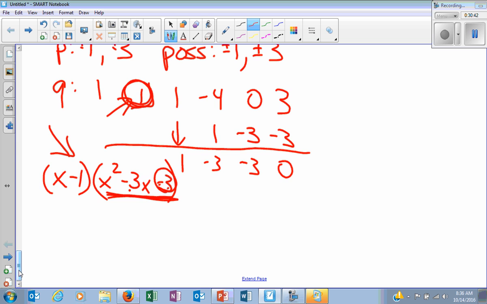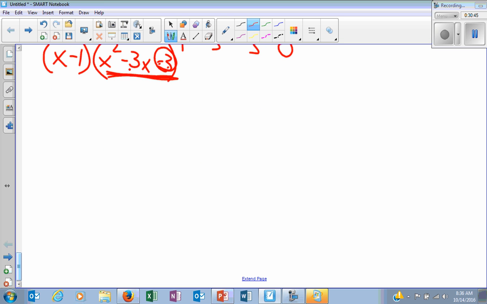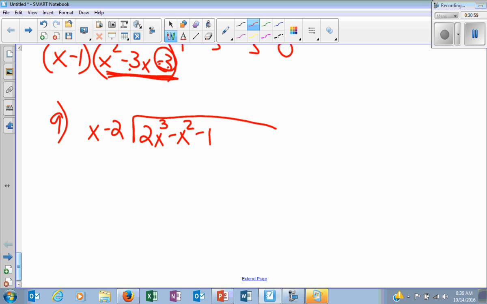Okay, use long division. Number 9, use long division. X minus 2, how does that go into 2x cubed minus x squared minus 13x minus 6? Okay, I need this right here to become this. So I need 2x squared. This times this becomes 2x to the third. This times this, right here, becomes a negative 4x squared.